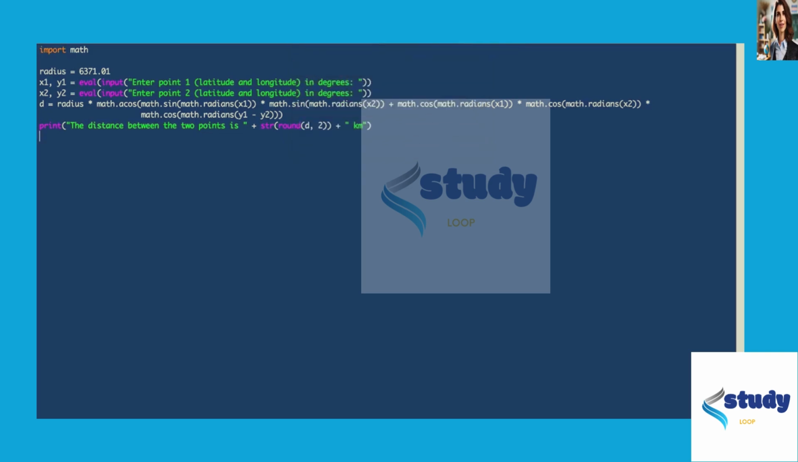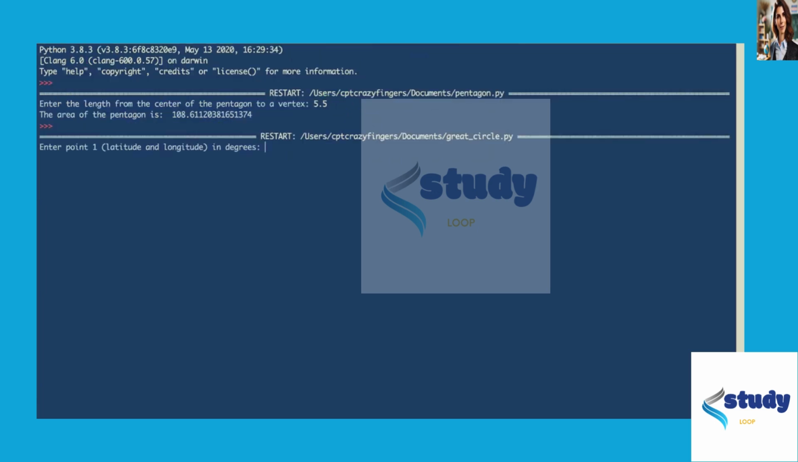and then we can run it, and if we put in points 39.55 comma negative 116.25, and then it prompts us for point 2, 41.5, and 87.37. And there's the distance between the 2 points.